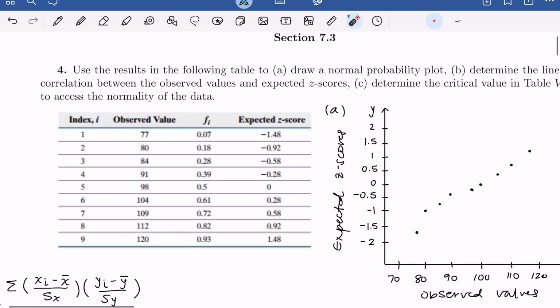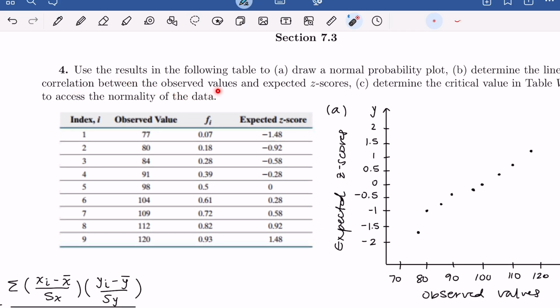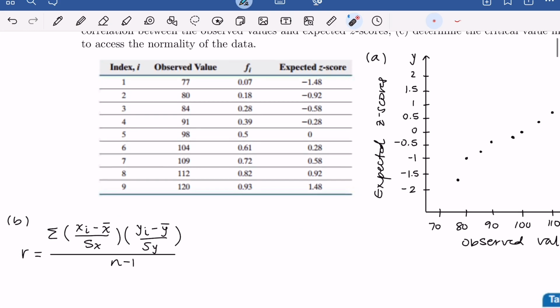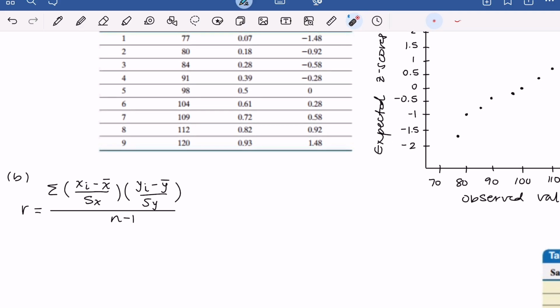Now for part B, we want to determine the linear correlation between the observed values and the expected z-scores. And so we know how to find this from section 4.1. We have the formula here. This is just our linear correlation coefficient. So we need to find these values, plug them into this formula, and see what we get. So we're treating x as our observed values and then y as our expected z-scores.